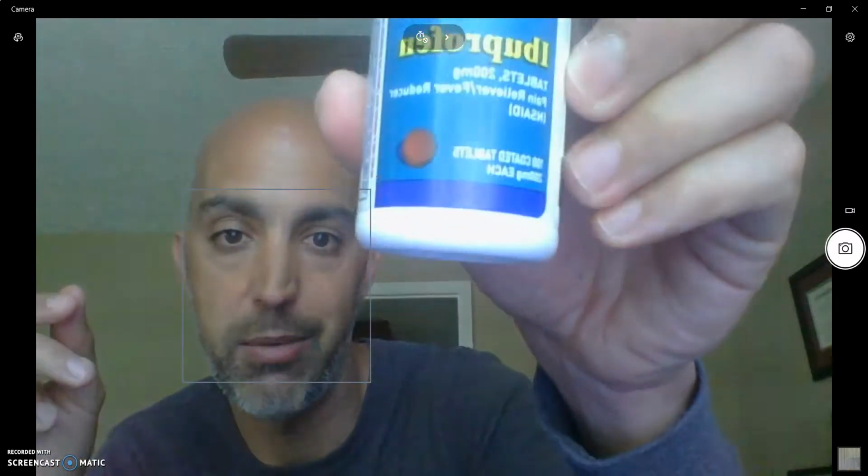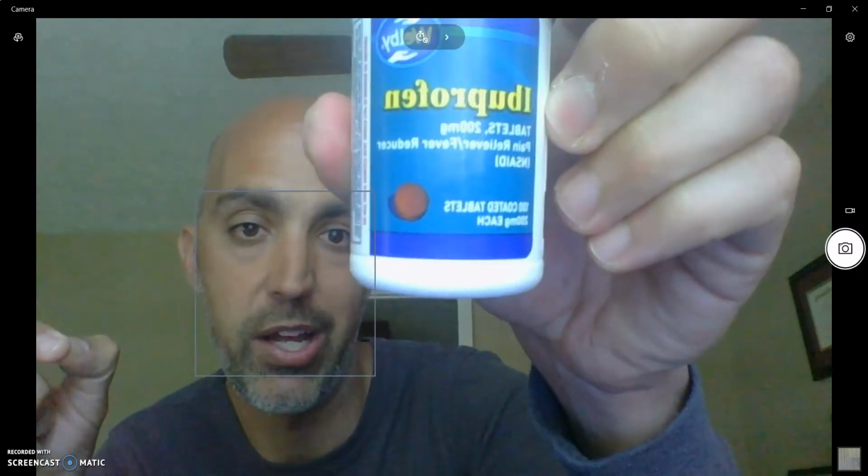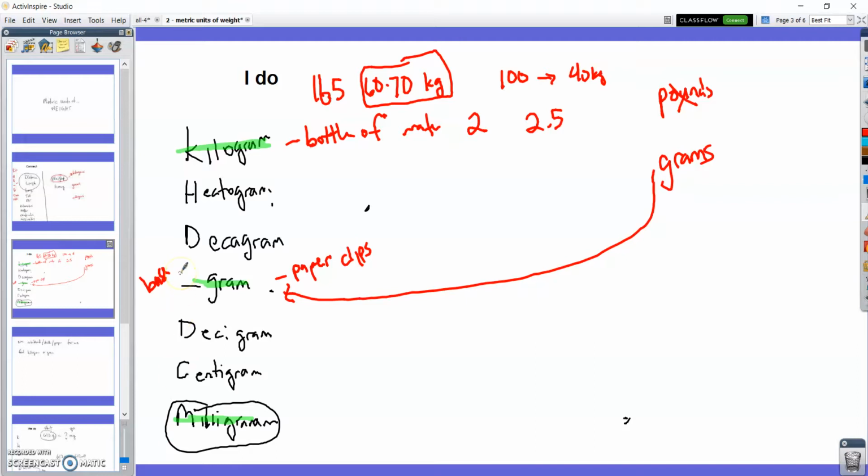This pill probably weighs a gram. I'm just going to guess, it's very little. But 200 milligrams of ibuprofen are in it. I'm sure there's some other things in there to make it take up more space. But that's where you usually see milligrams. You usually see it in medicine, or if you go to the hospital, they'll do that too. Or in science, where you're talking about really small things, sometimes you'll see milligrams as well.